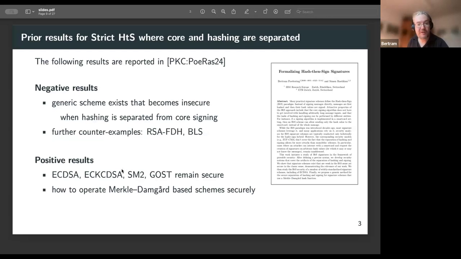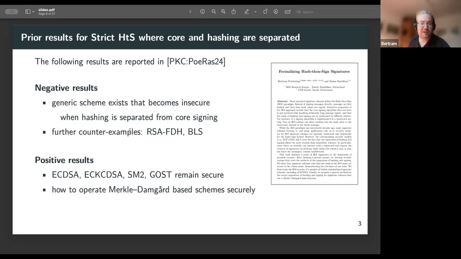But there are also positive results, namely the DLP-based signatures that you all know best from standards. In particular, ECDSA actually remains secure. So ECKCDSA is the Korean version of ECDSA, SM2 is the Chinese, and GOST is a Russian signature scheme. They are somehow all different and all the same at the same time. And the reason why they stay secure is because they actually run these two hash functions, or this conversion function, which would play the role of the random oracle in this case.